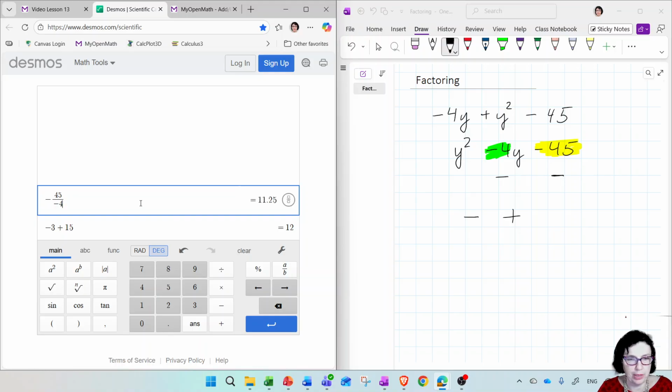Negative 4. No, that gives me a decimal. Doesn't work. How about negative 5? Yes, it gives me a 9. Okay, let me add that. And do I get negative 4? Nope, I do not. Okay.